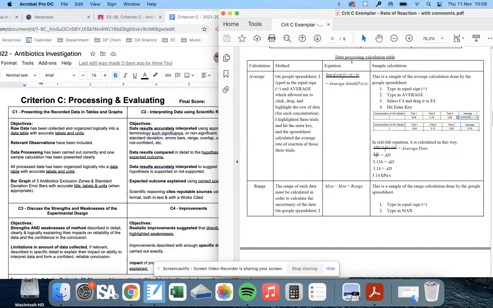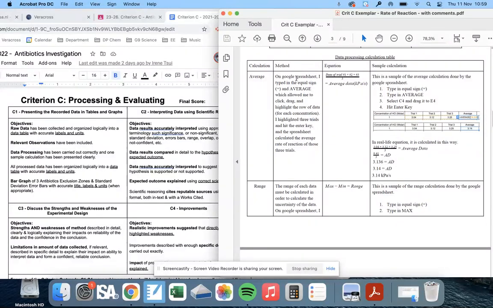Next, we're looking at the data processing. Now they've chosen to present this data in a table. You don't have to do that, but it is really well organized and it's really easy to follow this way. So this table says what calculation they're doing. So in this first row, I know that this student is calculating the average value.